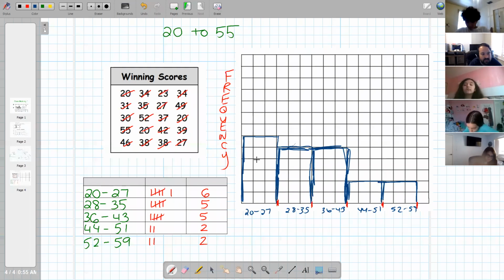What shape do you think that is, and what does it tell you about the basketball team? Anyone want to tell me what shape that is? Just unmute if you want to tell me what shape that is. It's skewed to the right. Does anyone know what that means about my basketball team?